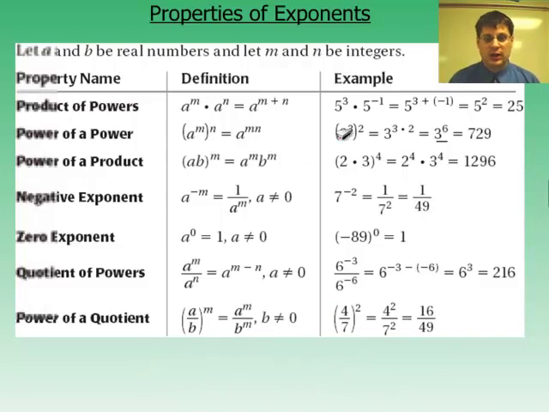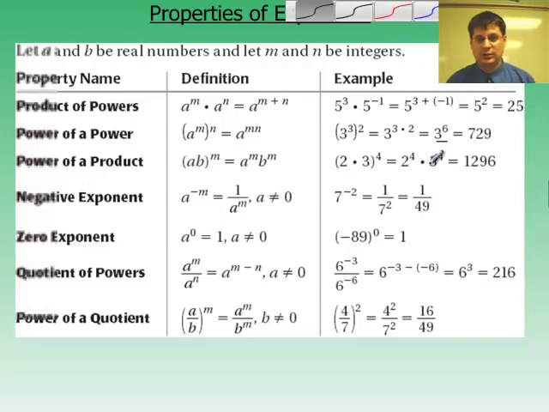Okay, so in this case I have 2 times 3, and then to the 4th power. So what this is saying is 2 times 2 times 2 times 2, 4 times, and then 3 times 3 times 3 times 3. So hence 2 to the 4th times 3 to the 4th power, and then that would come out to be 1,296.